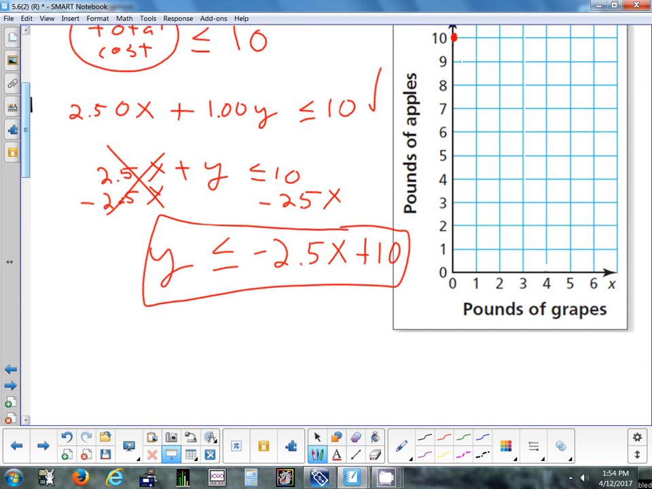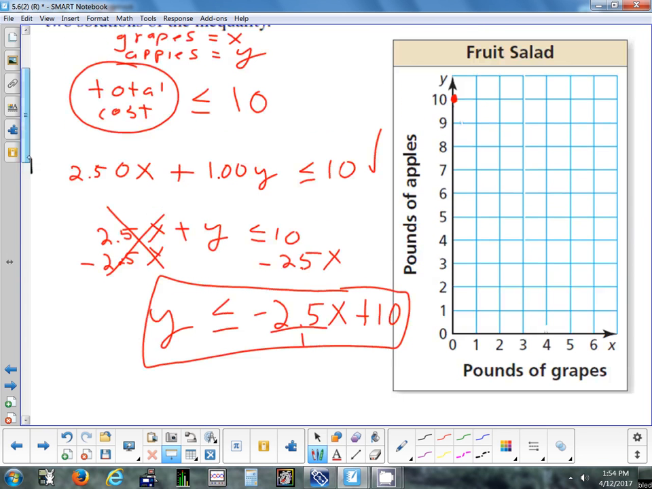Negative 2.5. And what would be in the bottom for the run? 1. So from the y-intercept, what do I have to do? Down 2.5. Right 1. And the slope is always going to work out so something nice happens. Okay, watch what happens if you go 2.5 down, 1 to the right, as much as you can. So we're going to go down 2.5, right 1.